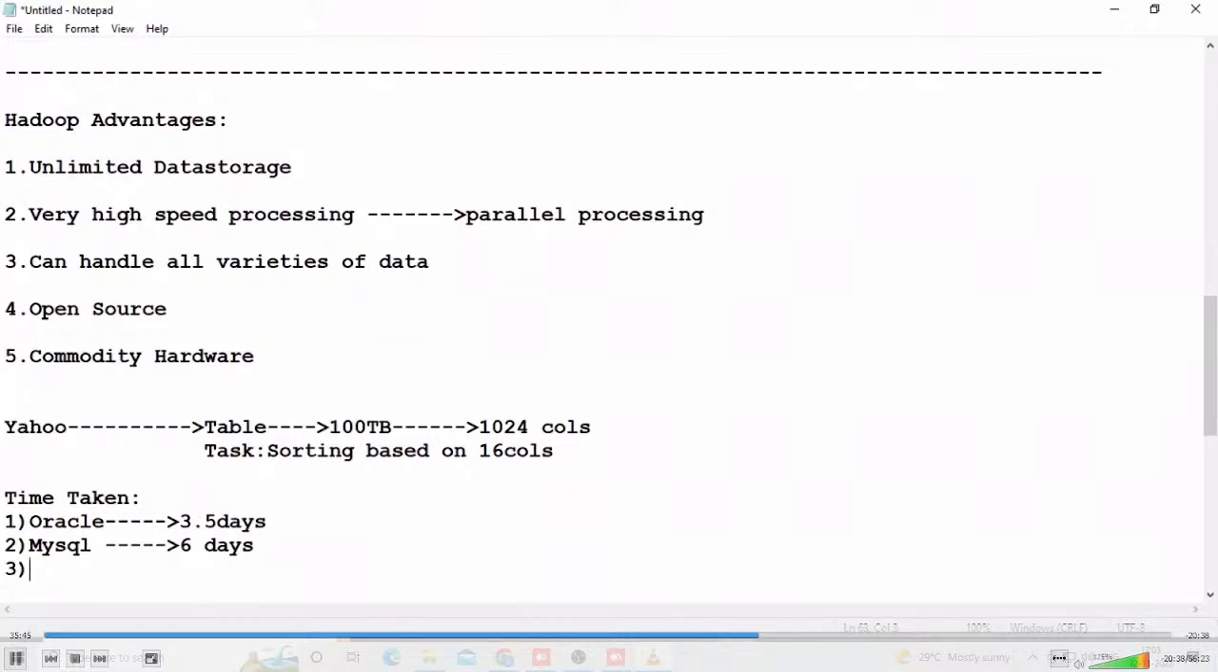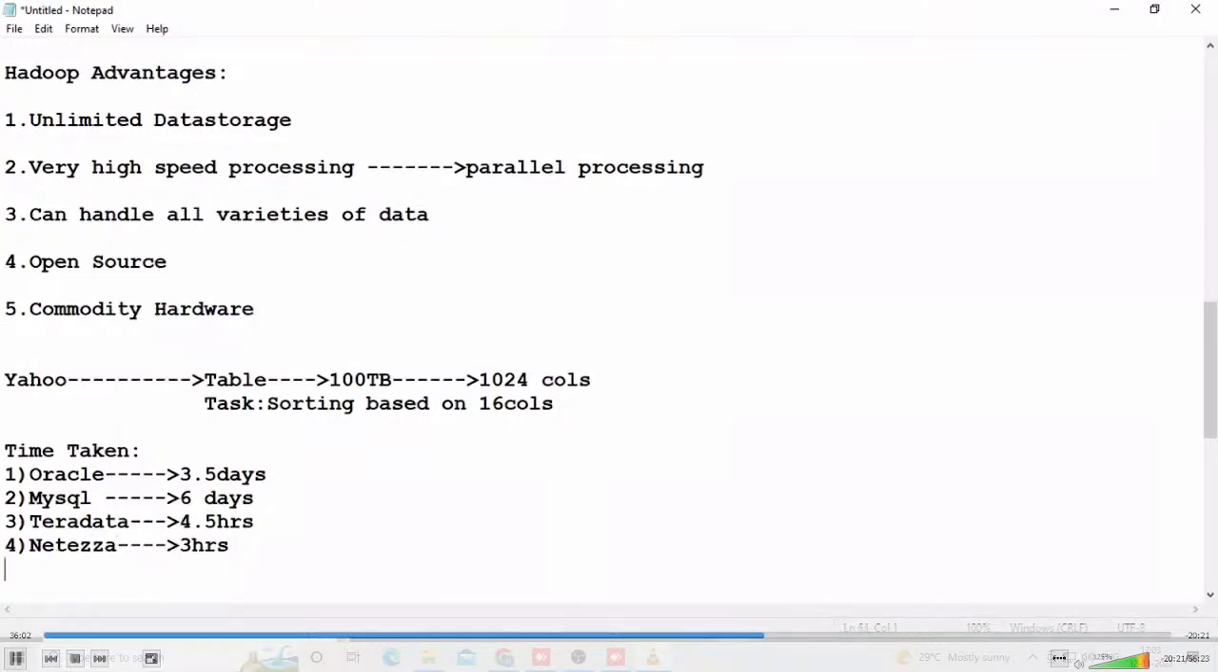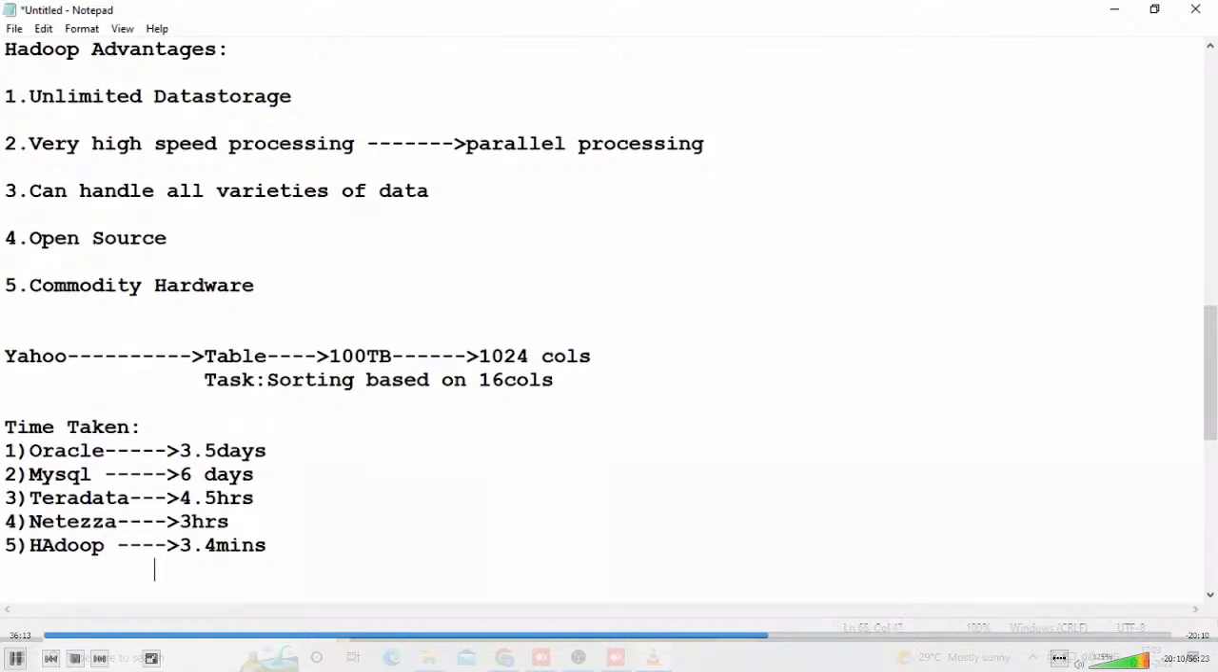But we have some specialized databases like Teradata, which can handle huge data, like TBs of data. It has taken just 4.5 hours to process that. And with more specialized databases like Netezza, it has taken just 3 hours. And finally, Hadoop has taken just 3.4 minutes to process it. But the latest version of Hadoop takes just 1.2 minutes. So this is the speed of Hadoop as compared with the other things.